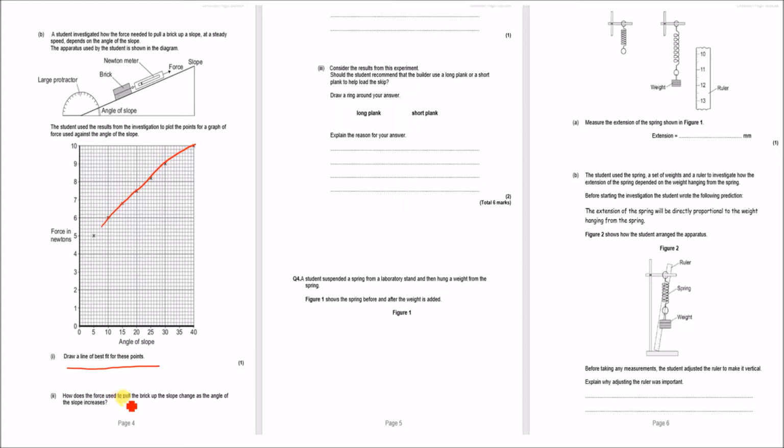Okay, how does the force used to pull the brick up the slope change as the angle of the slope increases? So you can clearly see as the angle increases, the force also increases. So when you are describing a graph, you always state how changing the independent variable, the angle, affects the dependent variable. So as we increase angle, we increase force. Okay?